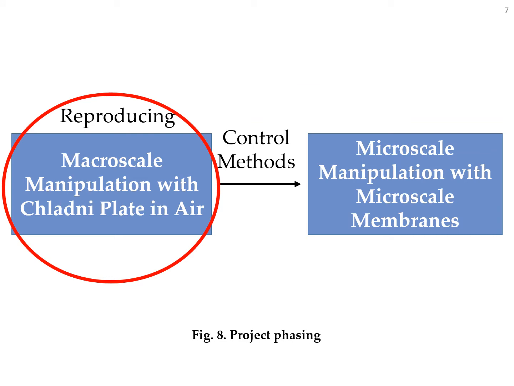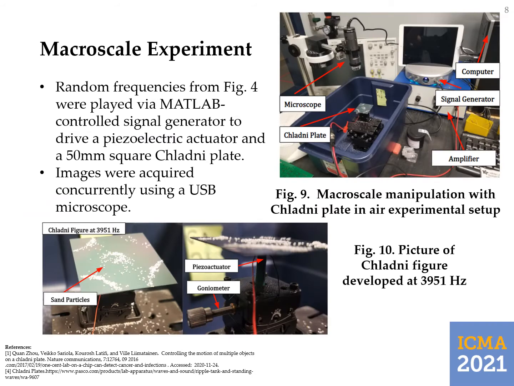So now I'll talk about the first phase of the experiment, the macroscale manipulation with Chladni plates in air. Here's a picture of the macroscale experiment. Random frequencies from figure 4 were played via the MATLAB controlled signal generator to drive a piezoelectric actuator and a 50 mm square Chladni plate. And then the images were acquired concurrently using a USB microscope. On the right, you can see my computer, which is connected to the signal generator, then fed through an amplifier, then fed to the Chladni plate, and then ultimately pictures were taken with the microscope.